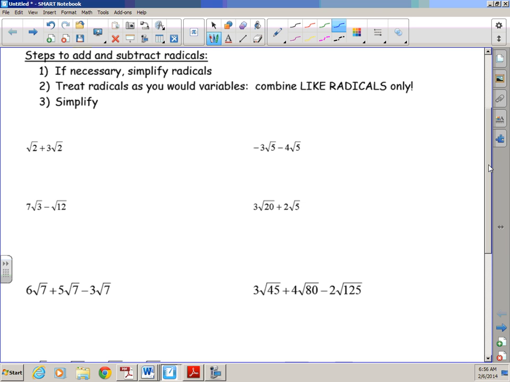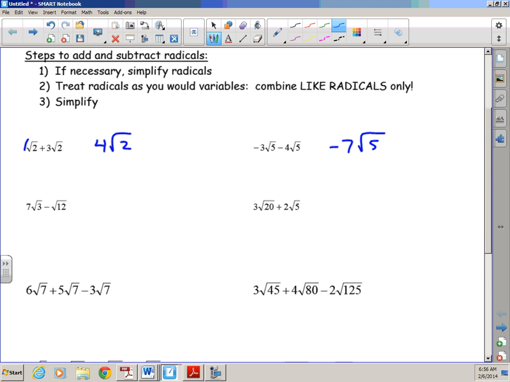So I have radical 2 plus 3 radical 2. They are like radicals because they both have radical 2. This is an imaginary 1 there, so this combines to 4 radical 2. Negative 3 radical 5 minus 4 radical 5 will give me negative 7 radical 5.